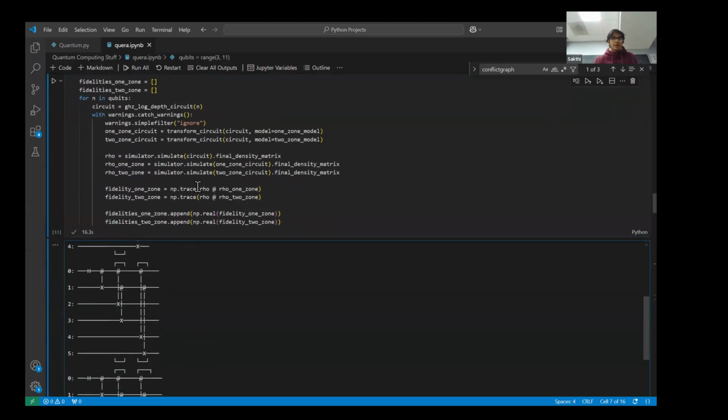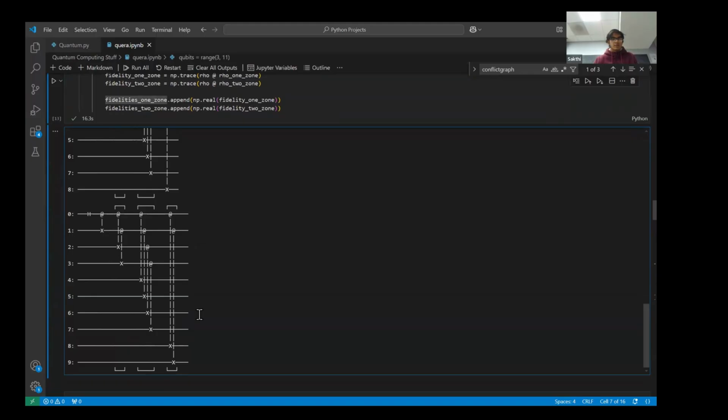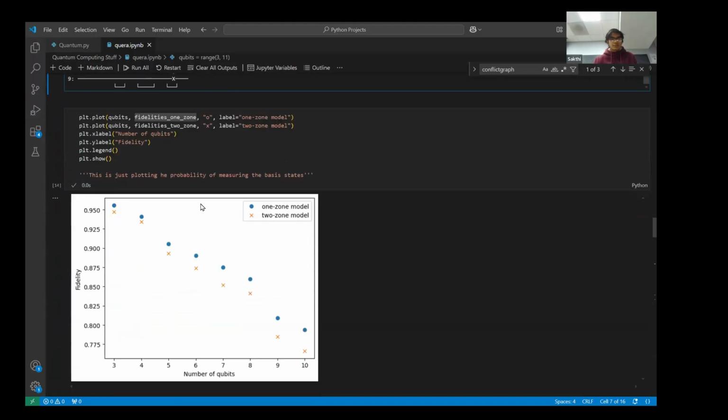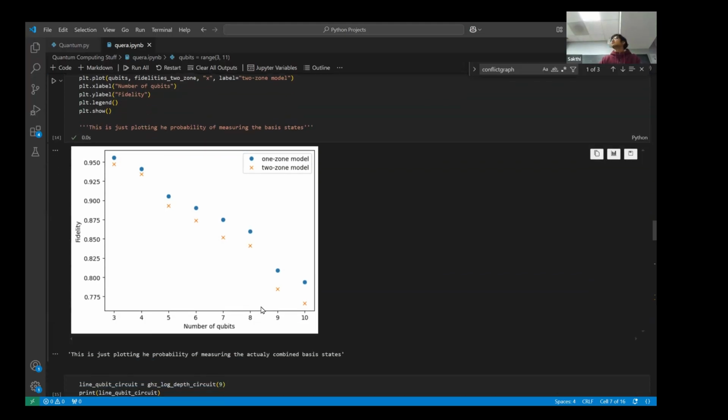In this case, we can just see the diagram of the circuit itself. And over here, we see that the one zone model actually has much less overall error compared to the two zone model. That's because of the log behavior of the graph itself. That's why you can see the steps down.